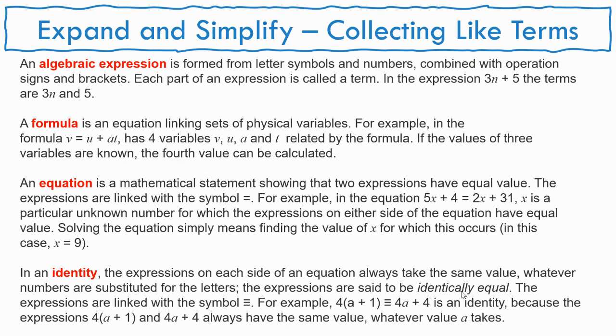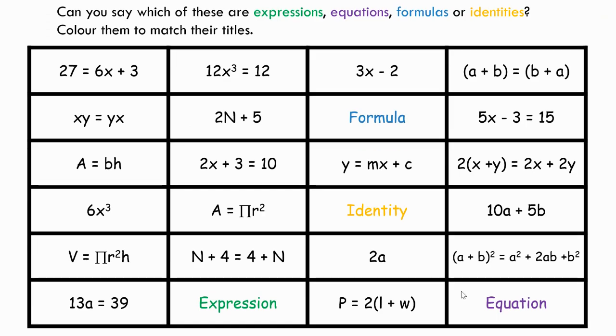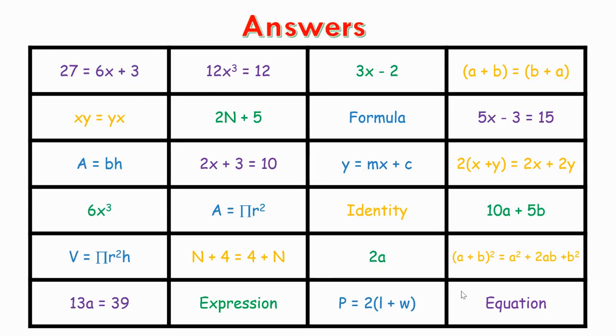Right, so just as a quick recap, here are explanations for algebraic expression, formula, equation, and identity. What I would like you to do first of all is press pause and read these. Now you've read them and refreshed your memory, your very first task is to identify from this grid which of these are expressions, identities, formulas, and equations. Once again, press pause and in a moment the answers will appear. How did you do?